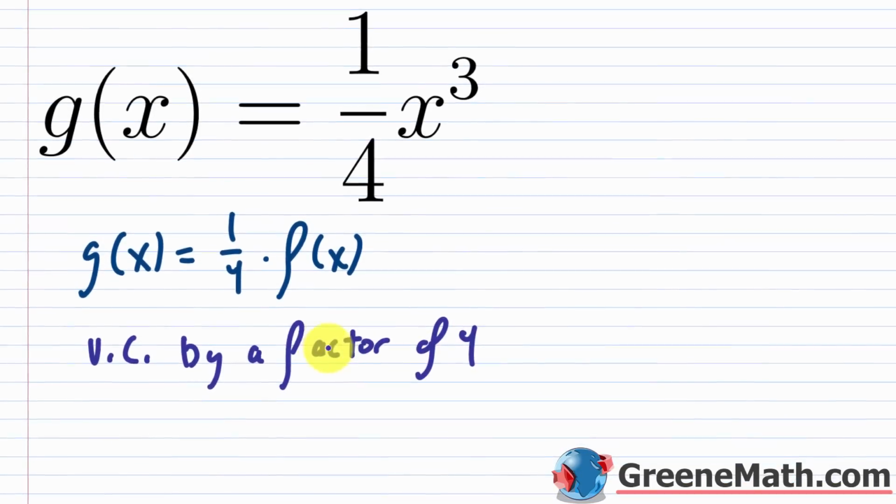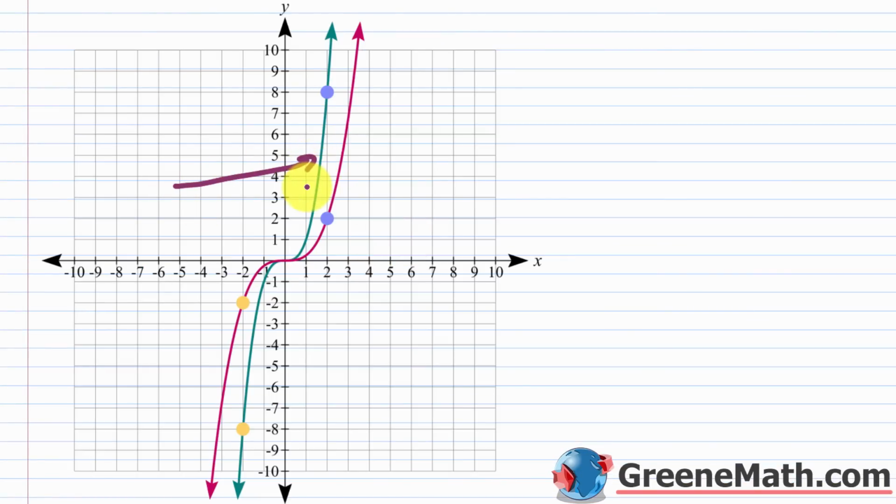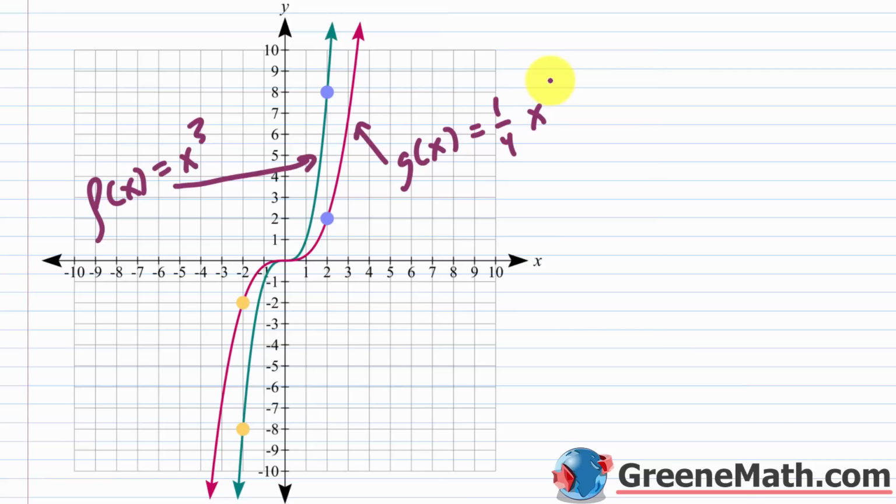So again, if you want to look at this graphically, this guy in green, this is f of x is equal to x cubed. And this guy in, let's just call it red again, this is g of x is equal to 1/4 x cubed. So all we're saying is that for a given x value, the y value is either divided by 4 or multiplied by 1/4. However you want to think about that.